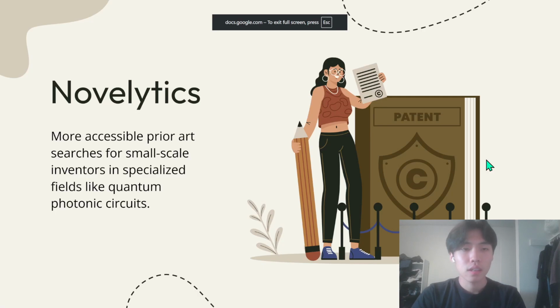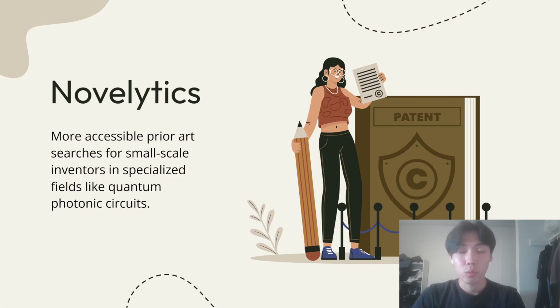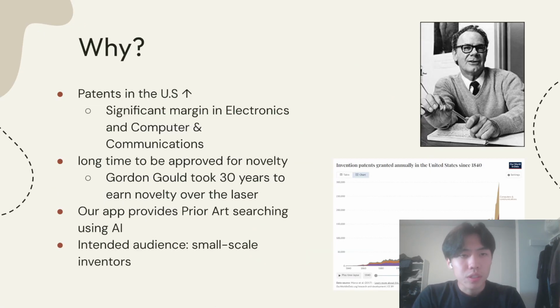This is Novelytics, developed by Jacobson, Wilber, Huang, and William Han. So Novelytics is designed to make novelty searches more accessible for small-scale inventors in specialized fields like quantum photonic circuits. Now, why do we do this?